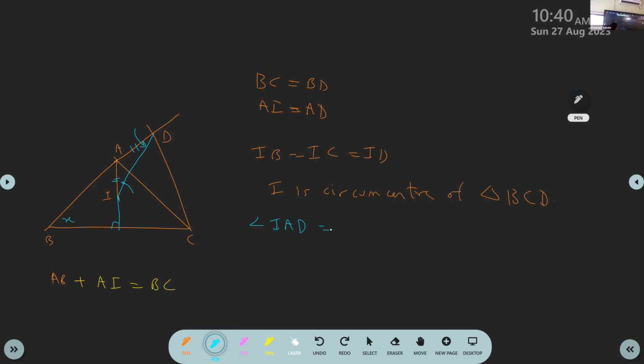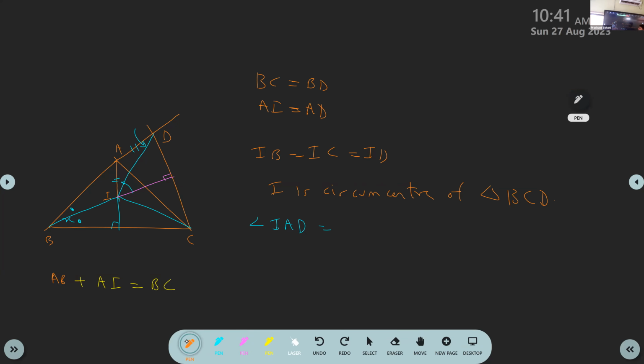Sir, how did you get IB equal to IC equal to ID? IB and IC were already equidistant, right? And I is also on this angle bisector, so by symmetry, IC and ID will be equal, because now triangle BCD is isosceles. For an isosceles triangle, this is the altitude, this is the angle bisector, it's on the same line.